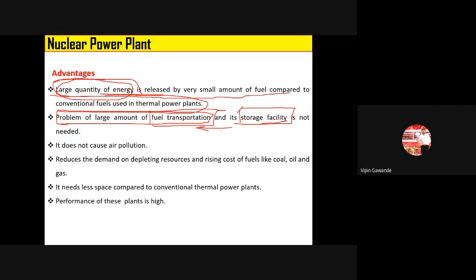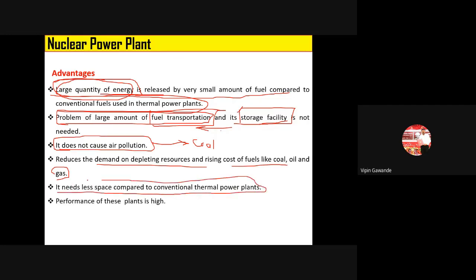It does not cause any air pollution, as the pollution is caused by using coal in a thermal power plant. It reduces the demand on depleting sources and the rising cost of fuels like coal, oil, and gas. We can use this as an alternative for these types of fuels. It needs less space compared to a conventional thermal power plant, so the space requirement is also less.